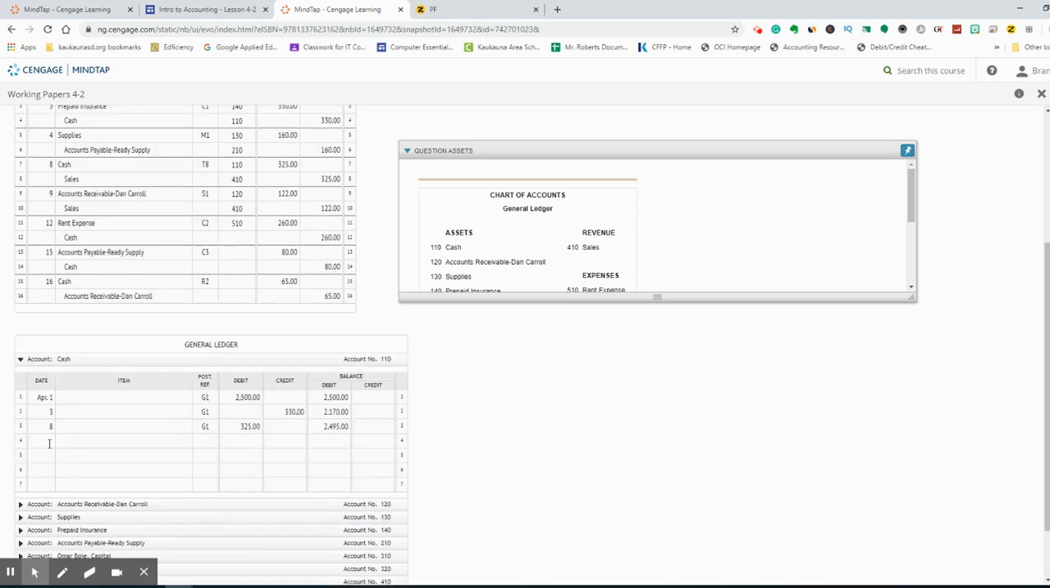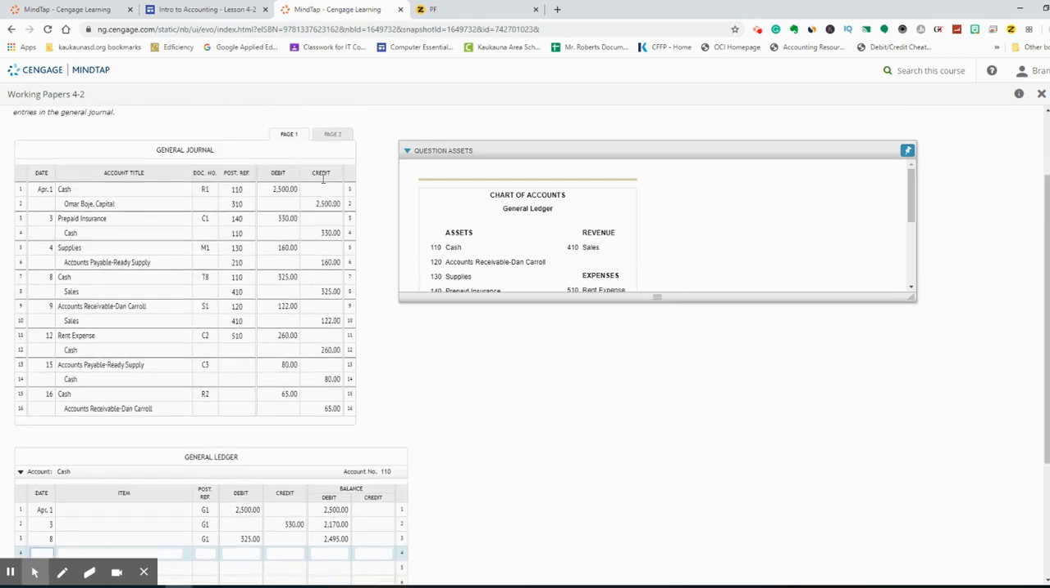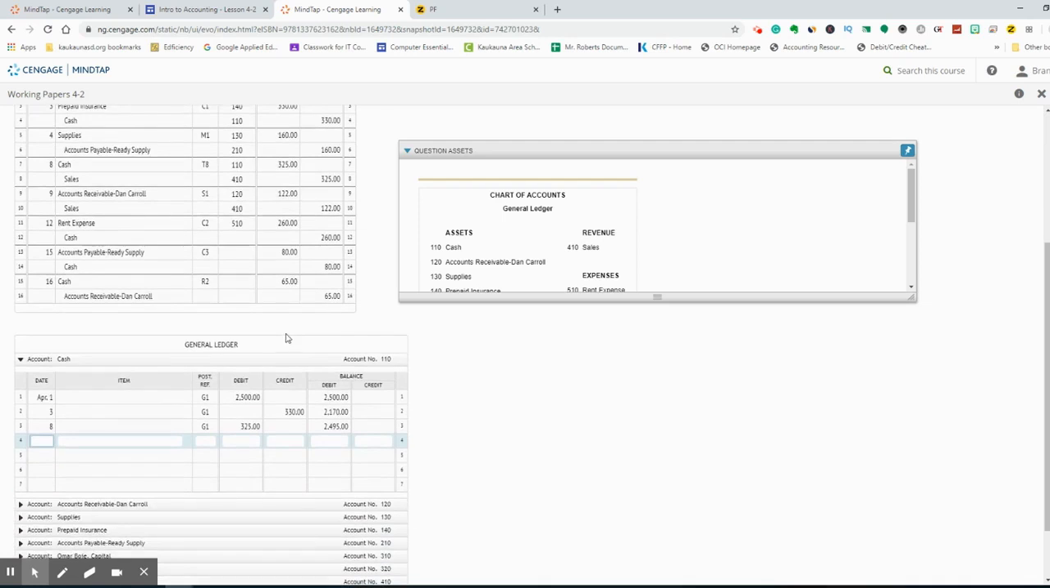Next, we have cash. It looks like it's a credit, just so you remember. The right-hand side here is our credit. So let's put in the 12th, G1, and $260 credit. Right now I have a debit balance of $24.95.